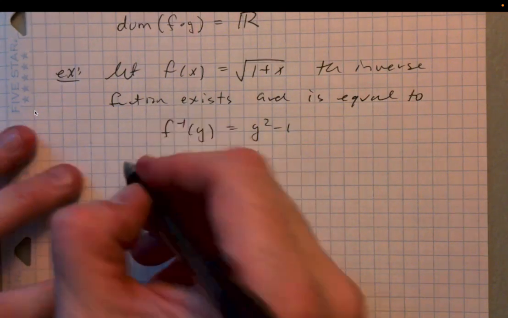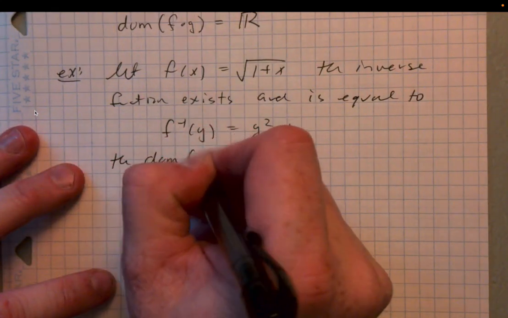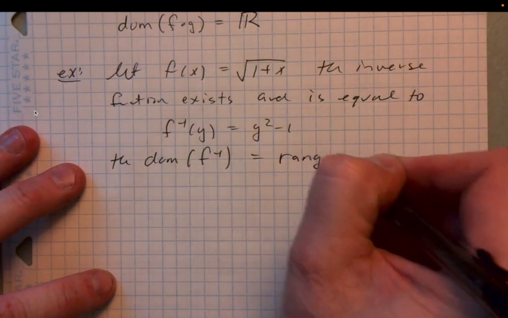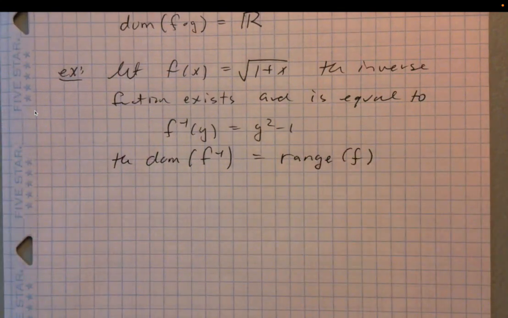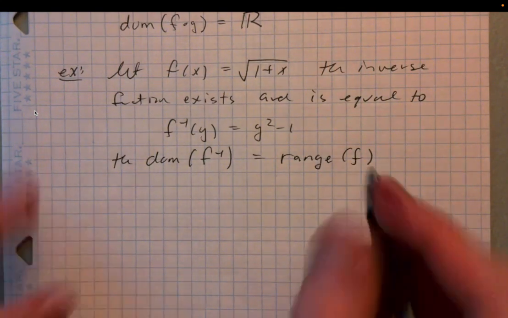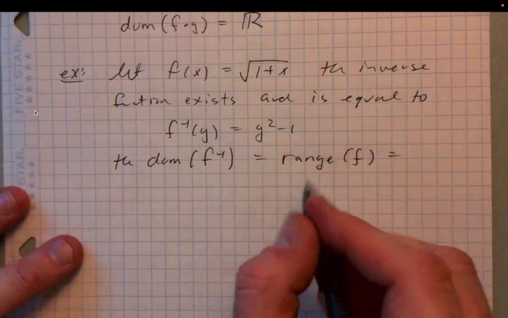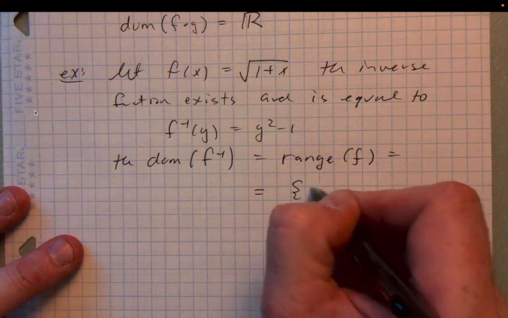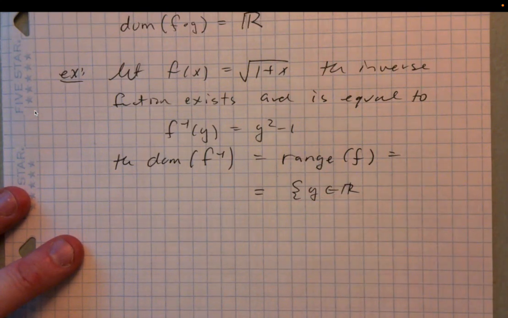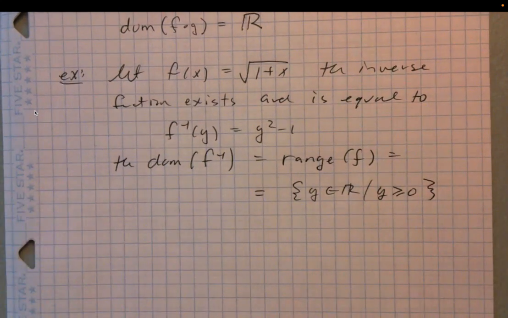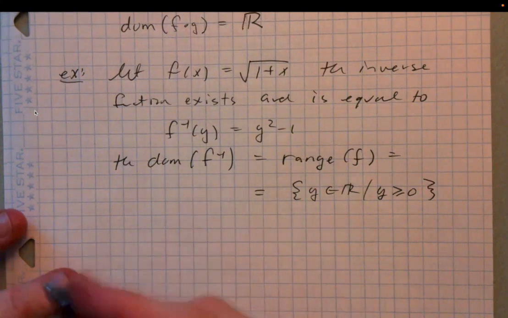Now, the domain of f inverse, in this case, is equal to the range of f. Okay. And what is this? What is the domain and the range here? In this case, the range is equal to all of the real numbers y such that y is greater than or equal to 0, right? Okay. Then what can we say here, right?